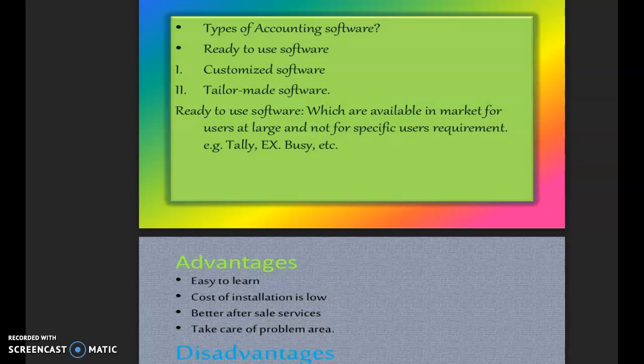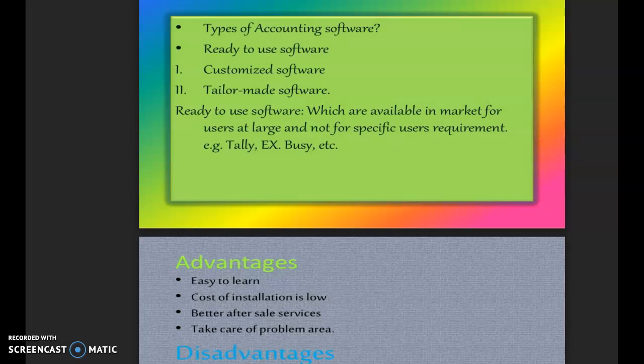Ready to use software are those types of software which are available in the market as a package, and directly you can run them on your system for the various functions in the computerized accounting system. Ready to use software are available in the market for users at large and not for specific users' requirement, means they are the common software, and all computerized accounting systems can apply them. But if any user has their specific requirement, they could not be used for them, and they would first be altered and then they could be used.